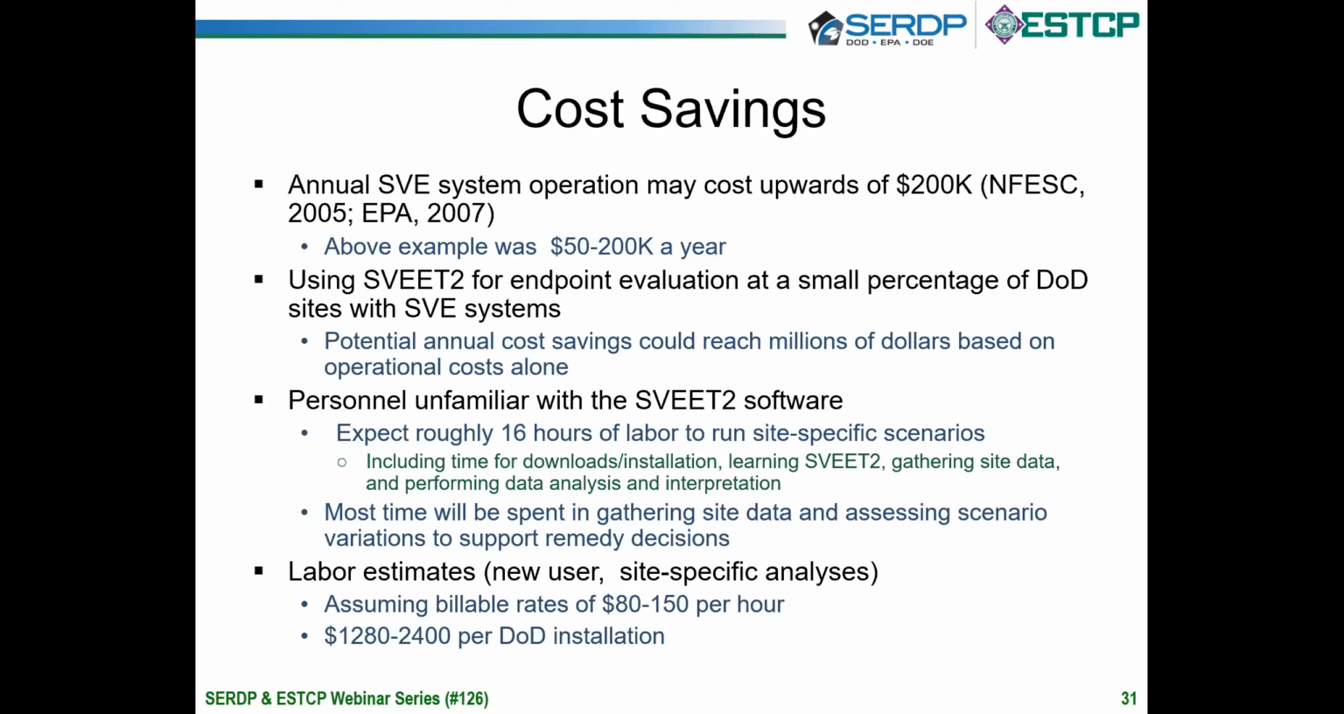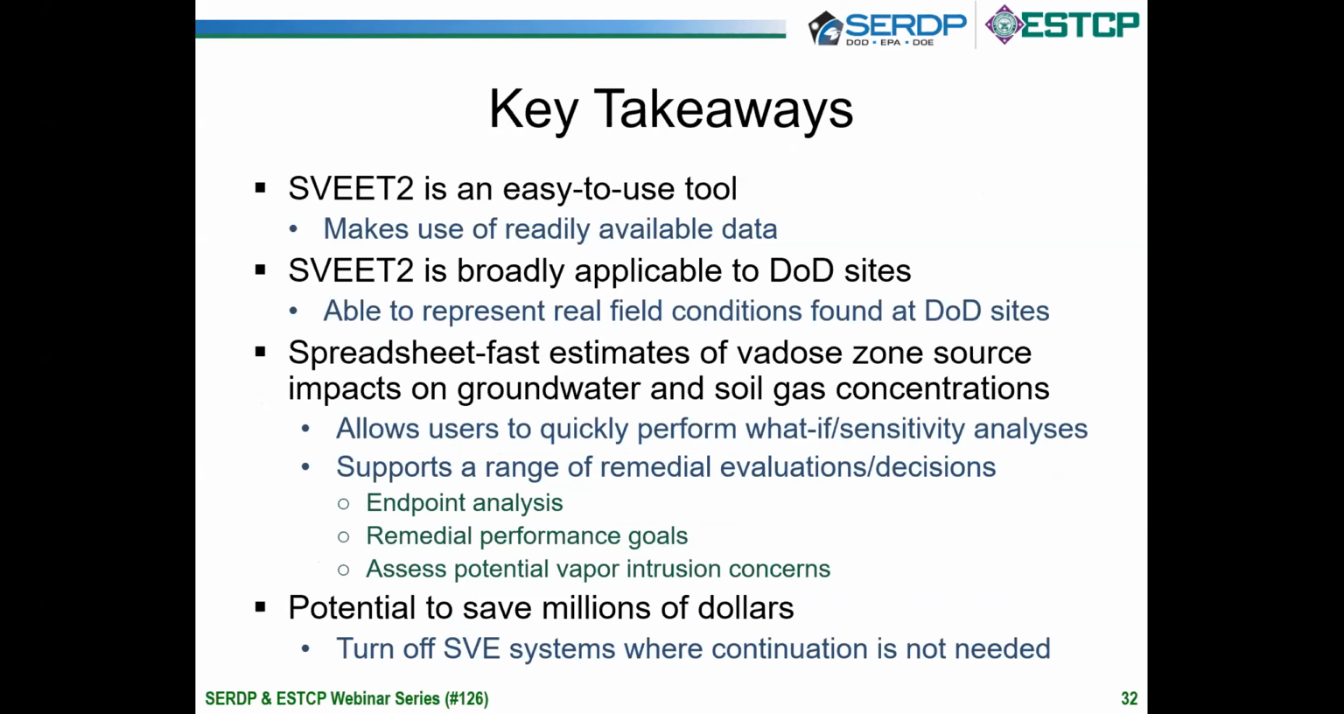The other thing we looked at in terms of cost was the labor and application cost. So if you take someone that's unfamiliar with the SFEET software, it would take about 16 hours of labor to run some site-specific scenarios. That includes installing the software, getting familiar with the software, gathering the data, and performing the analyses and interpretation, with most of that time spent gathering the site data, followed by assessing the scenario variations. So if you take some labor estimates of $80 to $150 an hour, that's $1,300 to $2,400 per site evaluated in terms of cost for that analysis.